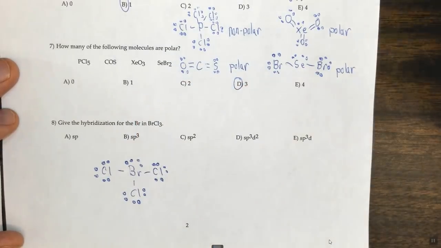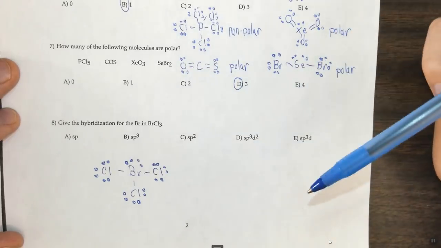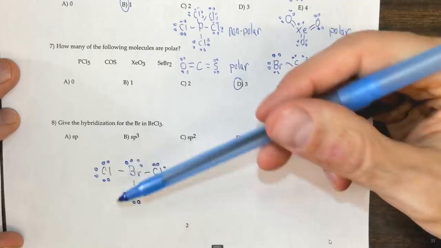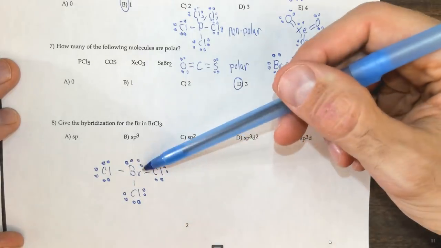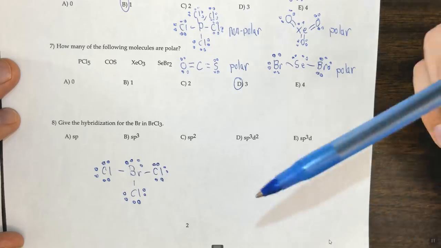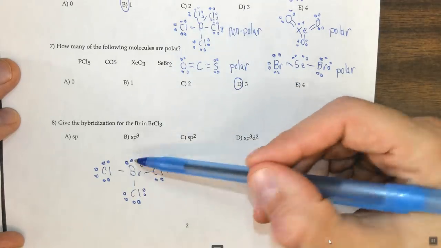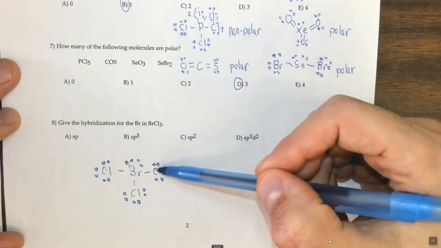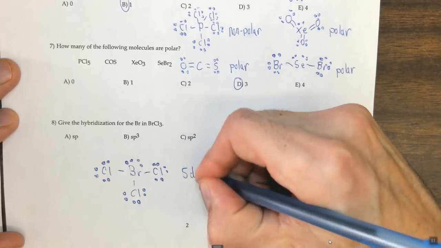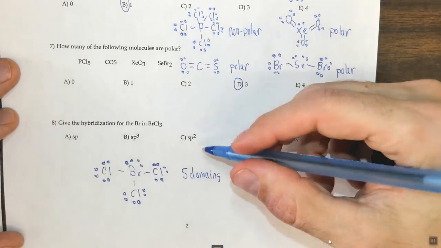Now, what we need to remember is that the same things that are in domains are in hybrid orbitals. Technically, it's sigma bonds and lone pairs, but you can count it the same way that you count domains. There are 1, 2, 3, 4, 5 domains, 2 lone pairs, and 3 atoms. So here we have 5 domains. If we have 5 domains, we have to have 5 hybrid orbitals.